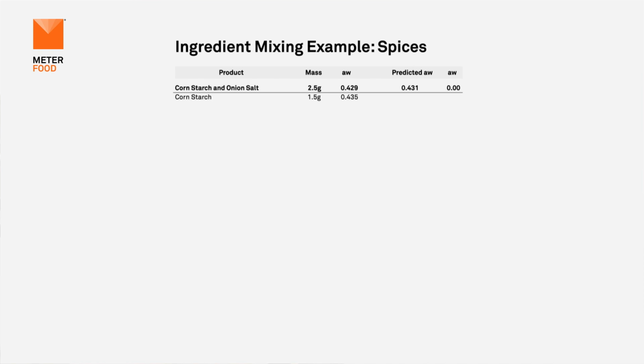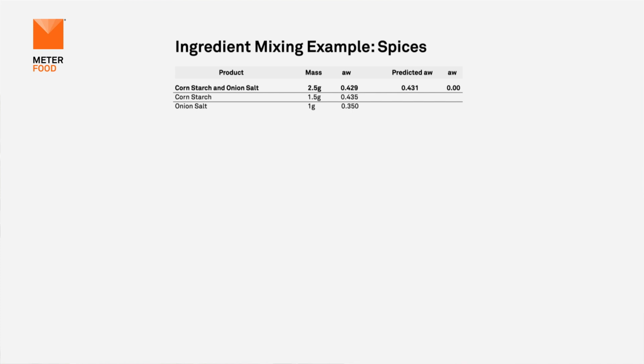We mixed 1.5 grams of cornstarch, and it started at a water activity of 0.435. And the onion salt, we did it as a gram, but we had it at a lower water activity. So you'll see there that it started at 0.35 water activity. And then we blended this, and our blend actual water activity was 0.429. And when we ran the predicted model that took the isotherms into account, the initial mass, and the initial water activities, we actually predicted that the final water activity would be 0.431. So extremely close. These worked really well.